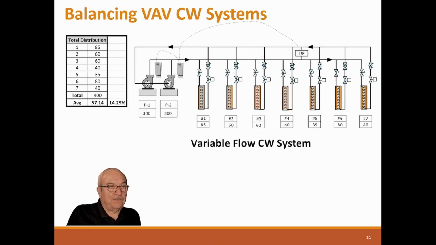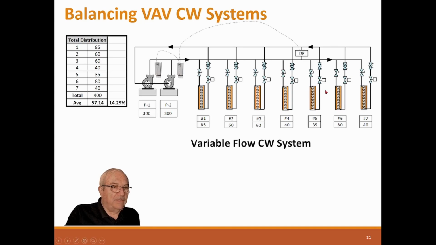Okay, so balancing a VAV chilled water system. Chilled water systems can have diversity. It's not as common as in air systems, but it is possible, because they could have a bunch of fan coils out in spaces, and they could have diversity load just like an air system could.